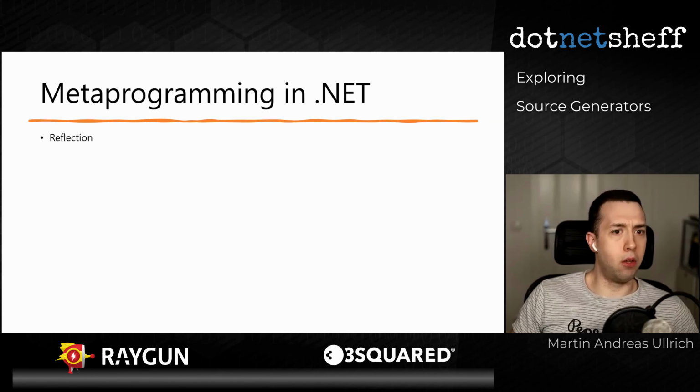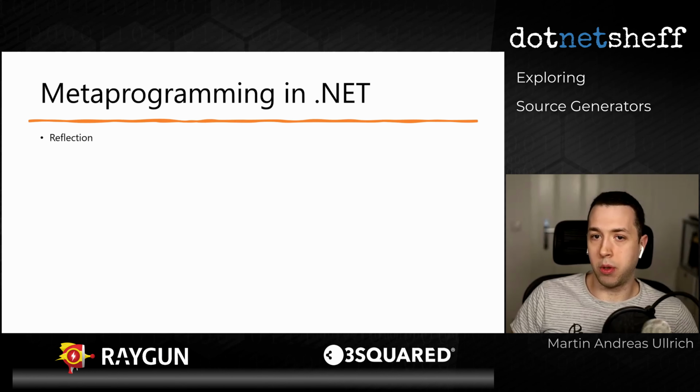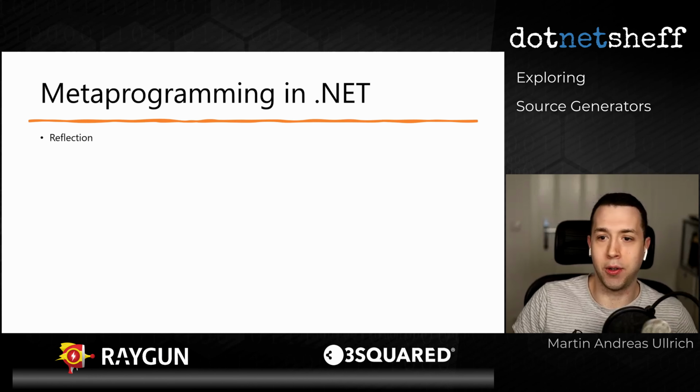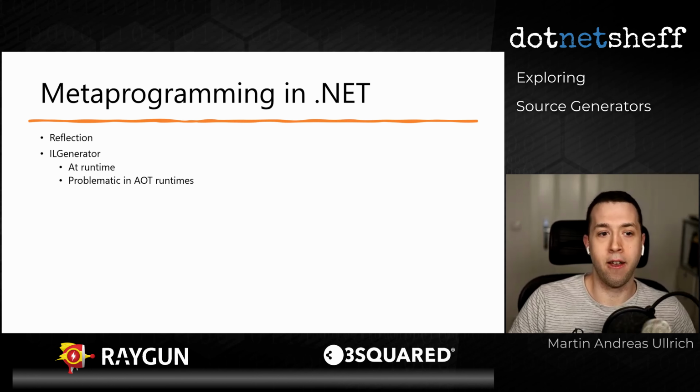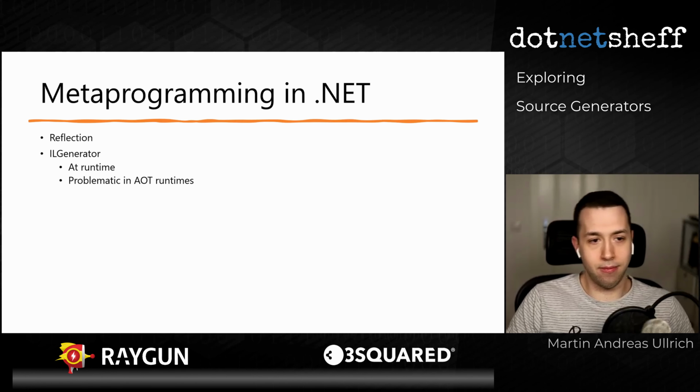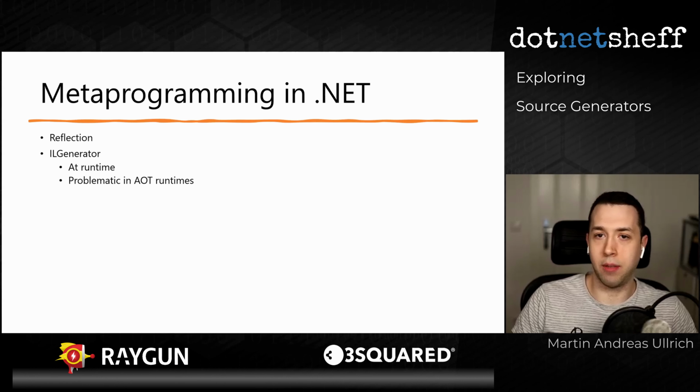In .NET, there are a few different options for doing metaprogramming. I think the most classic one is reflection. I think we've all been using reflection at some point or another. Also, a lot of libraries are based around reflection. And usually when we use reflection, sometimes we also use IL generator. So that at runtime, we generate some more basically DLLs into memory, which the runtime then compiles into machine executable code. That can be a bit problematic with ahead of time compiled runtimes.